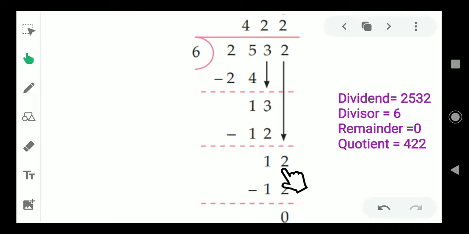Now it becomes 12. In 12, how many 6 is there? You know it is 2. 2 into 6 is 12. Again subtract. 2 minus 2, 0. 1 minus 1, 0. So the answer which we get is called the quotient. And the remainder is 0. 12 minus 12, we get 0. Whenever division is done, we should write all those things down. Dividend is 2532, divisor is 6, remainder is equal to 0, and quotient is 422.